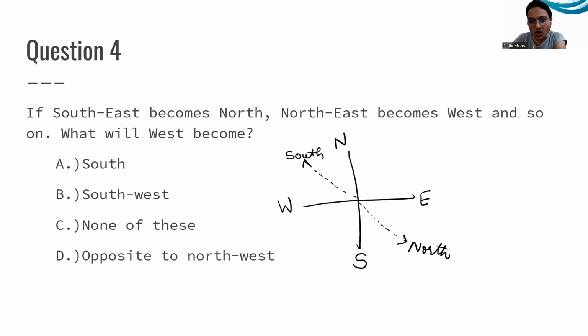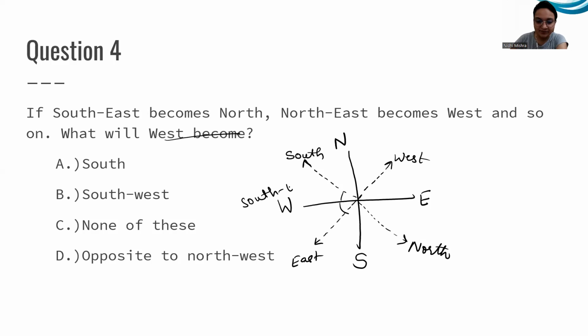Correct? Northeast becomes west. This is northeast, it becomes west. So what will be this? Opposite to west is east. Correct? Yes. And so on. Like this it is happening. What will west become? This is west. This is between these. This is southeast.